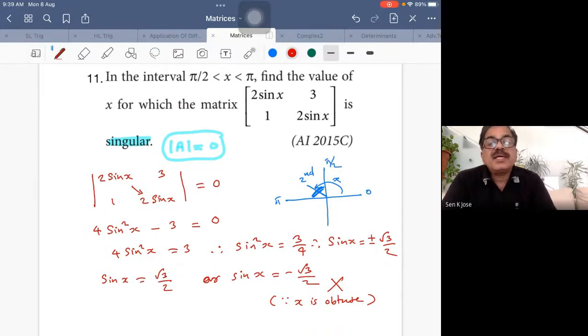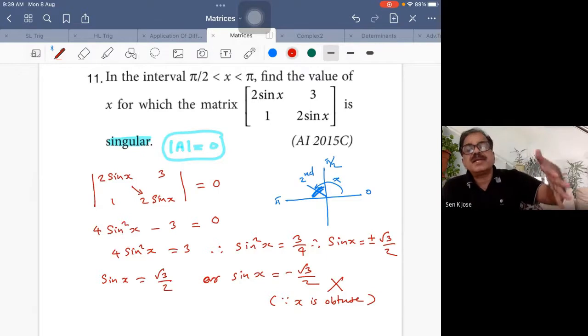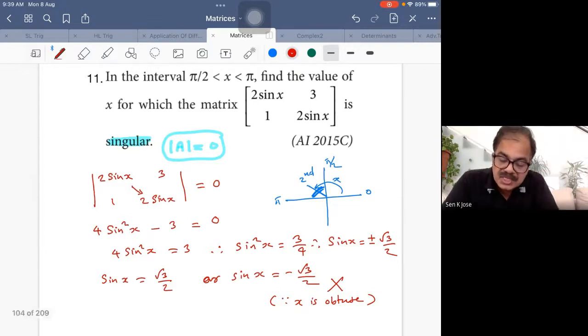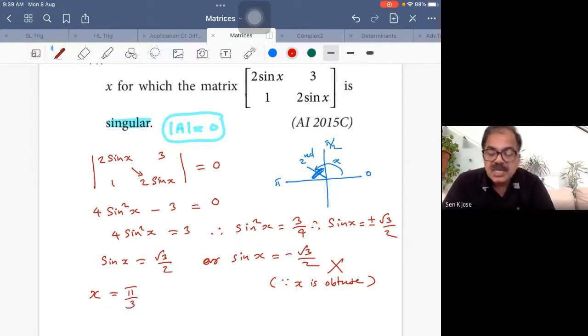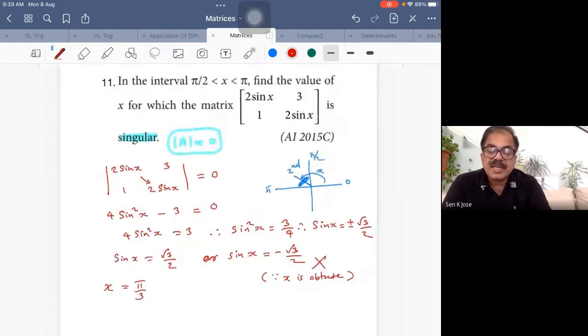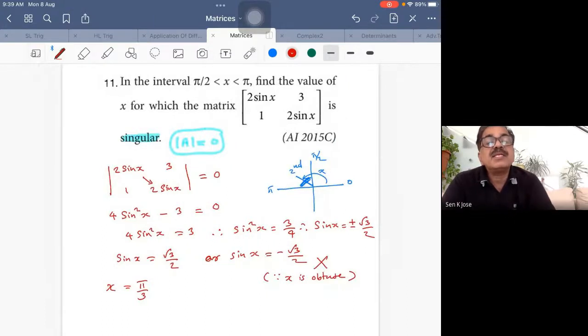How do I find out x? Sine of which angle gives me root 3 by 2? I know my little table from class 11. Sine 30 is 1 by 2, sine 45 is 1 over root 2, sine 60 is root 3 by 2. So x is 60 degrees. Oh no, they said radians. So 60 degrees is pi by 3 radians. Oh no, that's again wrong, because pi by 3 is smaller than pi by 2. It's in the first quadrant.